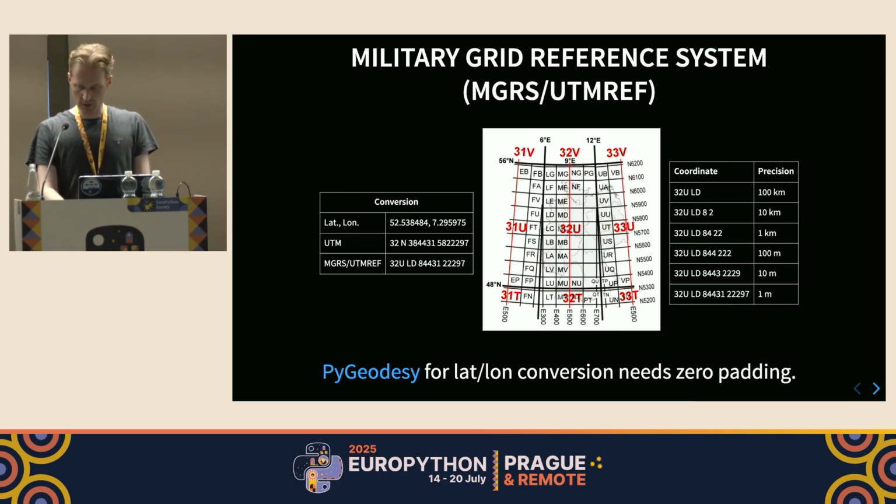The conversion between latitude, longitude, and the UTM-REF can be performed using PyGeodesy. However, there is some zero padding required, as it expects float values in meters as input. So although this here in the 10 kilometer resolution is a valid UTM-REF coordinate, PyGeodesy would provide an incorrect result. So it needs to be converted into meters by zero padding.